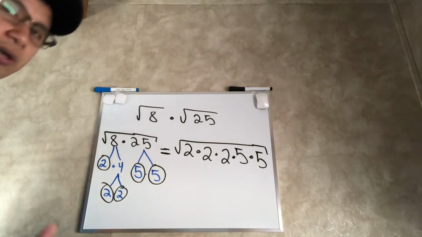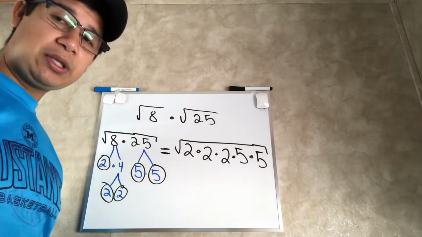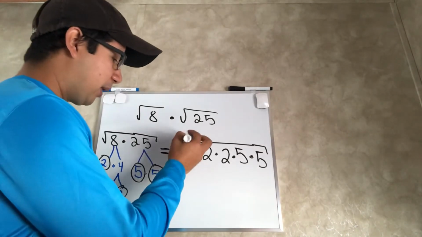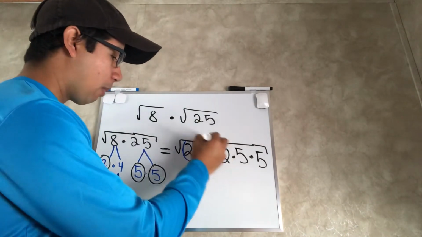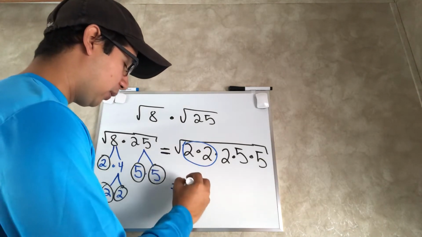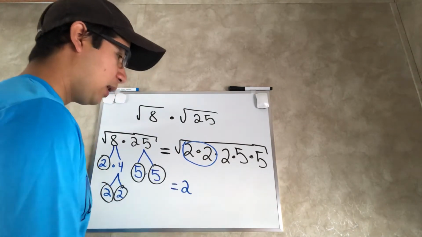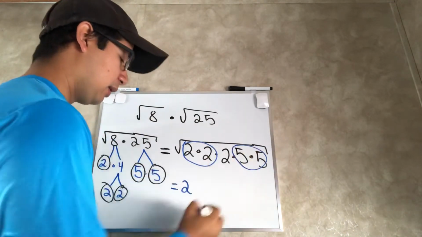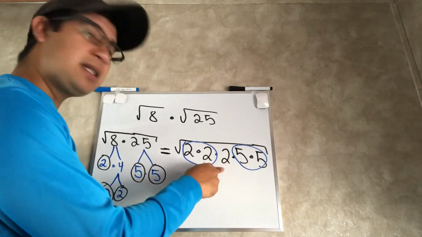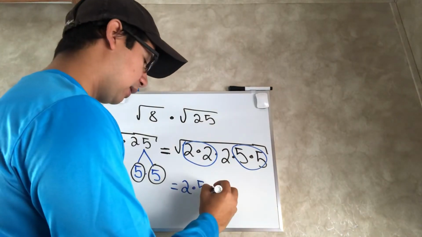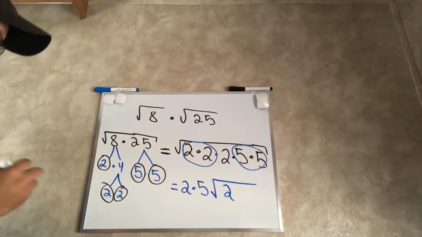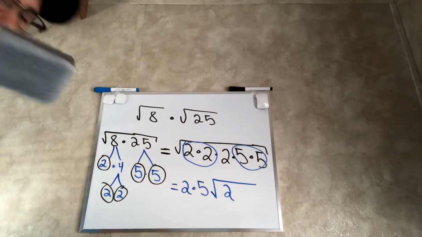Now our goal here is to get pairs. So every time we make a pair, we're going to take them out. Well, we have a pair of 2's right there. So let me write it down. We have a pair of 2. We'll have a pair of 5's. And what stays inside? Well, that 2 stays inside. So then what is my answer?